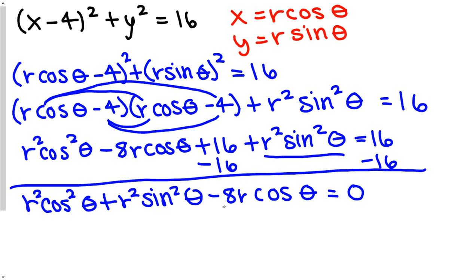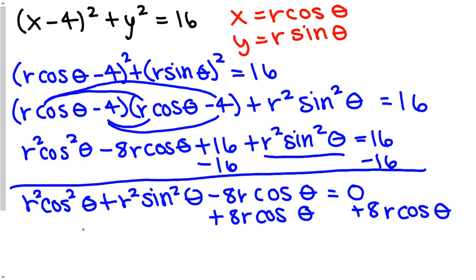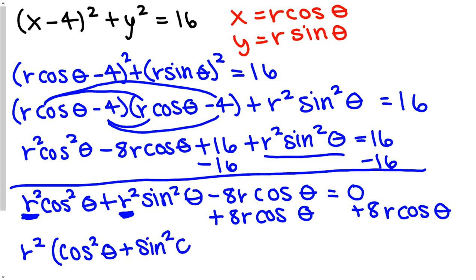Almost there. I want to move this 8r cos θ to the other side, so I'm going to add it to both sides. I also noticed that both these terms here have an r squared, so let's factor that r squared out. If I pull the r squared from here, I'll be left with the cosine squared, a plus, and if we pull that r squared out, we're left with a sine squared.